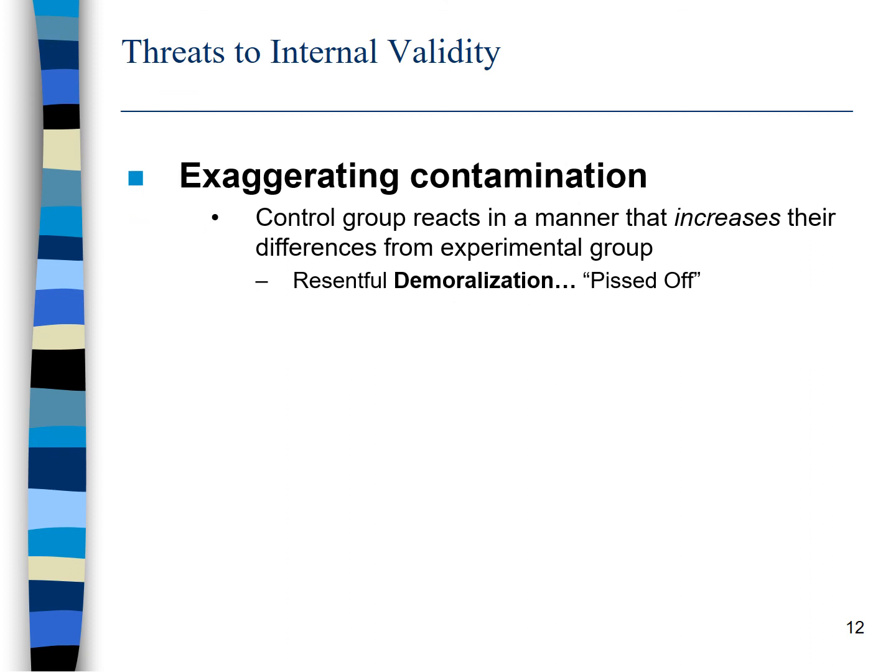And then finally, we have exaggerating contamination. Remember, this was what I called the pissed off, the resentful demoralization. This is where you realize you're in the control group and you say, "Oh, I'm upset that I'm wasting my time participating in this study, and I'm not getting the drug, the treatment, whatever." And therefore, as I become demoralized, I'm more likely to increase the difference from the experimental group, because I may go in the exact opposite way of what everyone wanted.